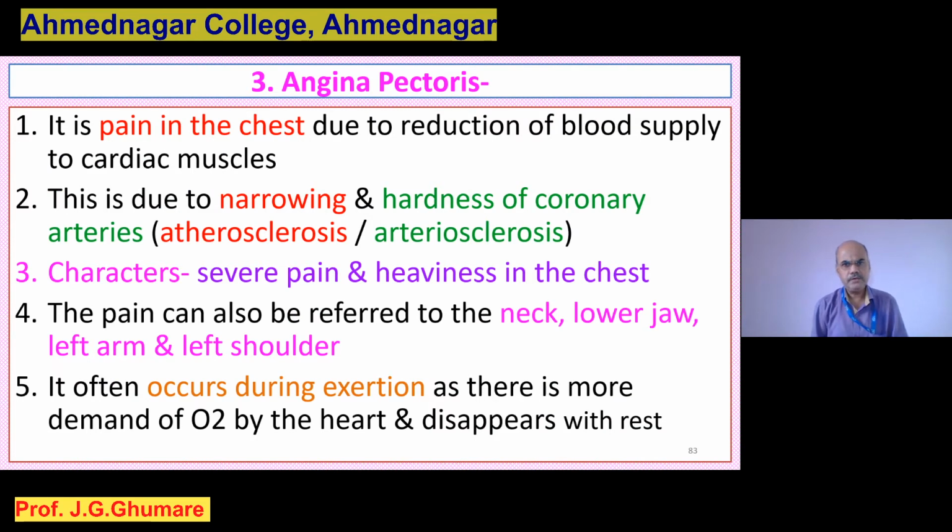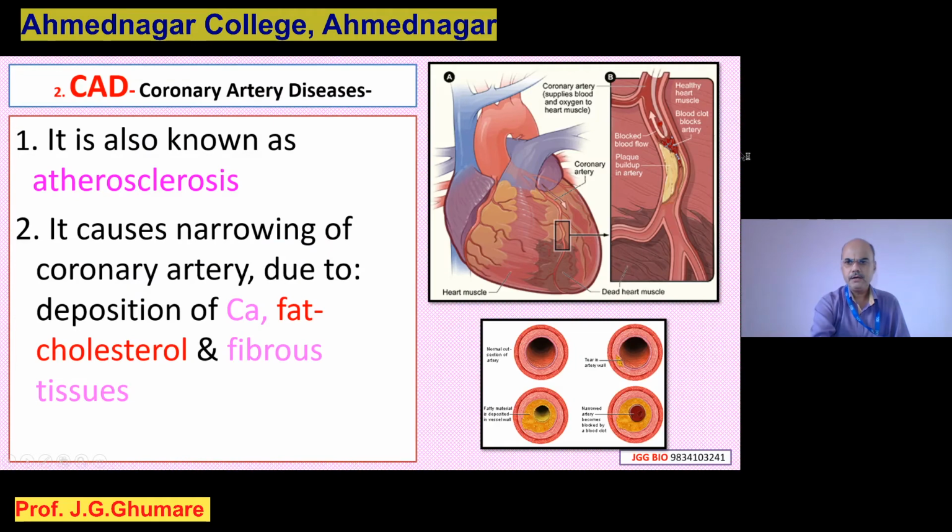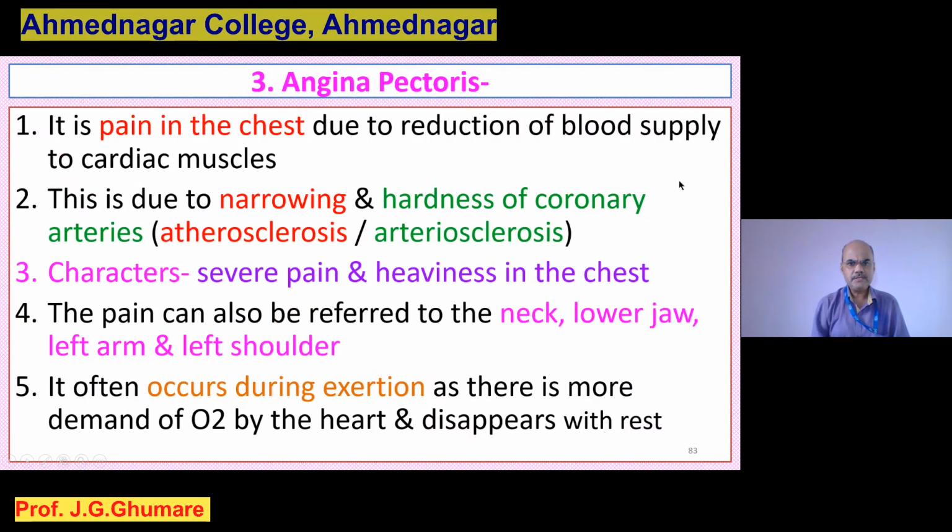Next problem, as I told you, we introduced angina pectoris. This is a pain in the chest, or chest pain, due to reduced blood supply to the cardiac muscle. In simple words, angina pectoris means chest pain. This is due to narrowing or hardening of the coronary artery. Just now I told you, narrowing of the artery due to deposition from inside is called atherosclerosis. If deposition is there in the wall of the coronary artery, that will harden the artery. Even the lumen will be small, and the problem will be chest pain. This is called angina pectoris.